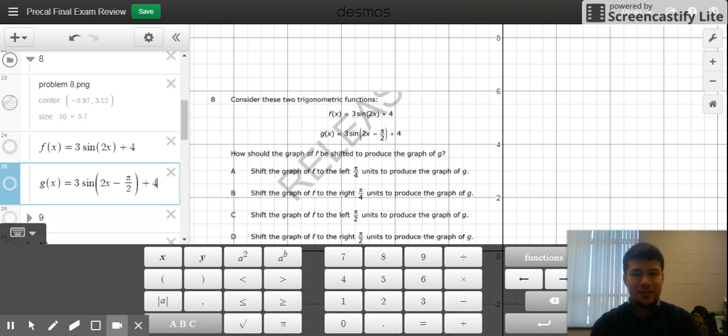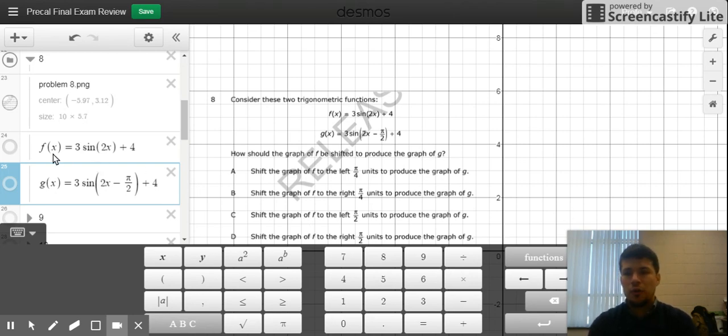So we want to at least check on answer choice B as well as answer choice D. So B says it moves to the right pi over 4 units. D says it moves to the right pi over 2 units. Now, at first glance, I can see how we would think pi over 2. The answer is that it actually moves it to the right pi over 4.